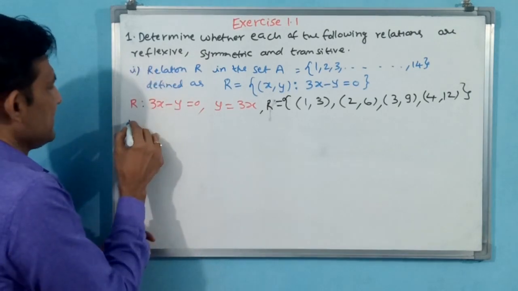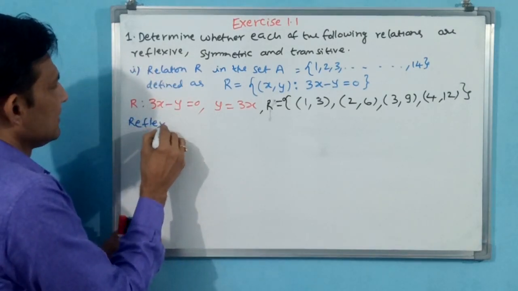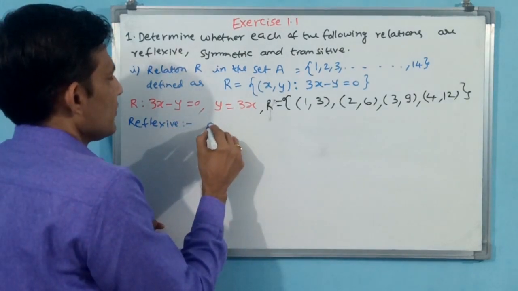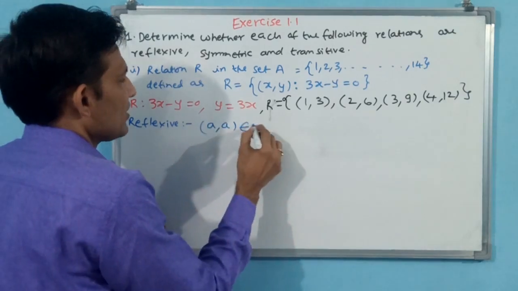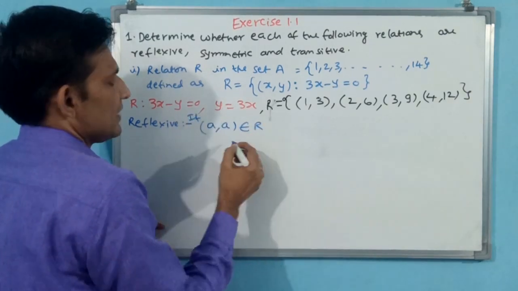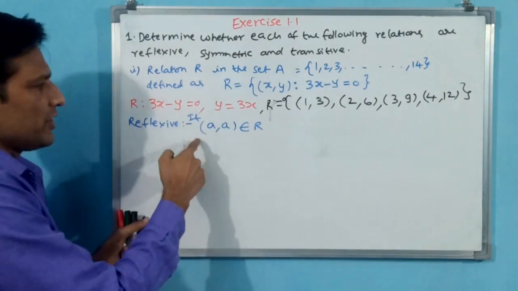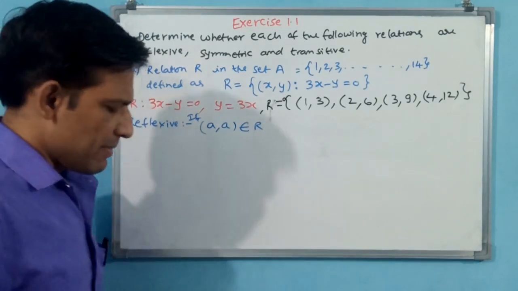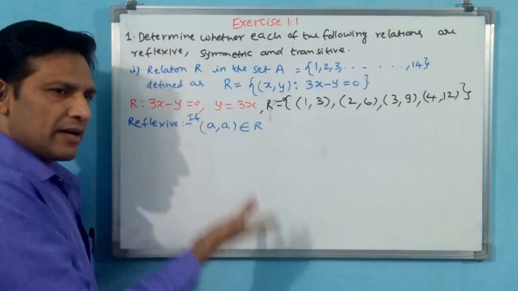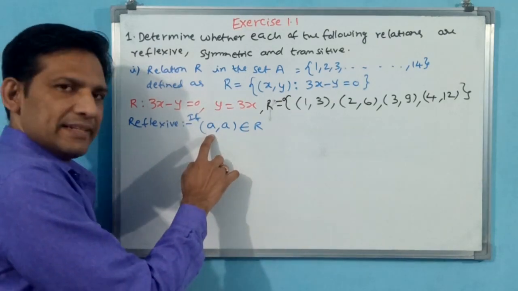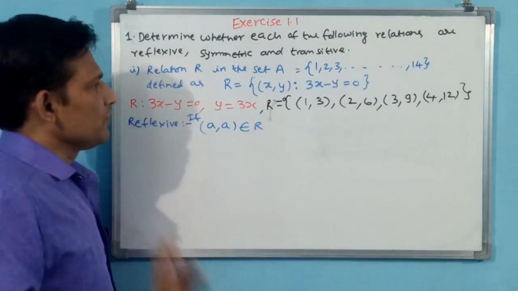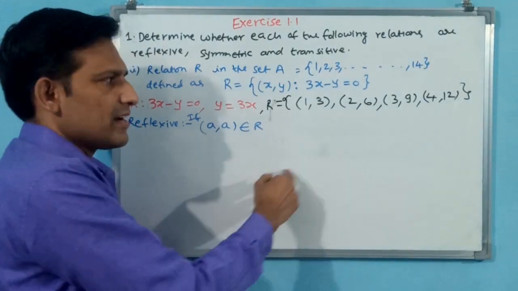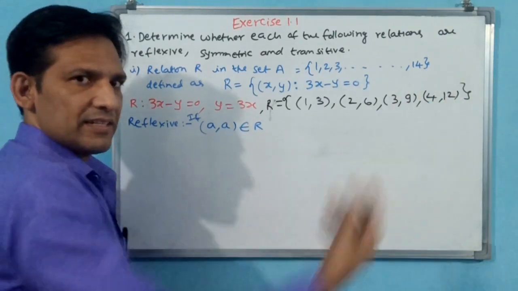First, reflexive I will see. Reflexive: if (a, a) belongs to R, then it is reflexive. I have written, if (a, a) belongs to R, whether it is (a, a), (x, x), (p, p) or (r, r), the x coordinate and y coordinate should both be the same. You see now, here (1, 3) is there, but (1, 1) is not there. (3, 3) is not there. (2, 2) is not there. (6, 6) is not there.